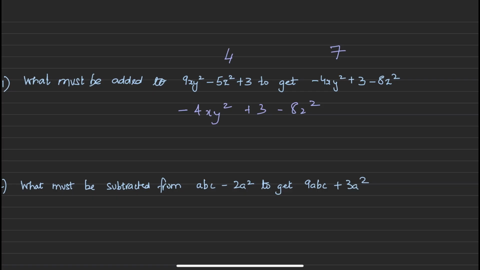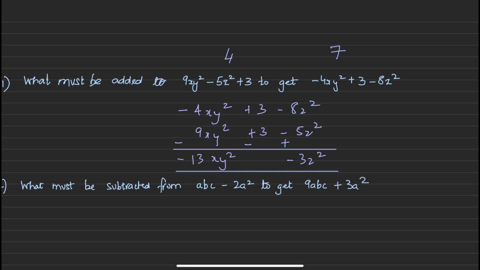Minus, okay, this is done. Second line is what? 9xy square minus 5z square plus 3. Because we are subtracting, signs will change. Minus 3z square plus 3 minus 3 is 0, and minus 13xy square. So what must be added to this? Minus 13xy square minus 3z square should be added to this to get this.